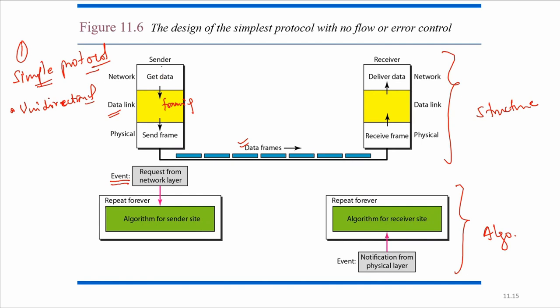That data will be available in the network layer. When a request is given, the data link layer will ask for data from the network layer. So: get data, then framing, then send. The next request will come from the network layer, and then the same thing will be performed by the data link layer.